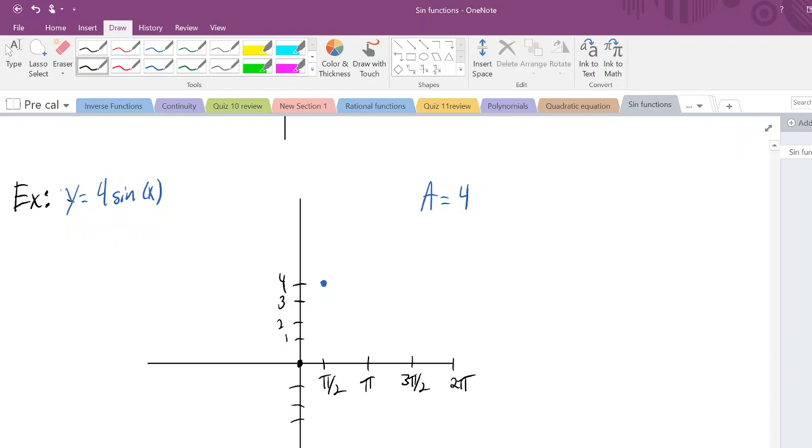So that means this has to equal 4. Then I'm going to go back down to 0 because we don't have a vertical shift, and the amplitude here has to be 4, so this point is going to be at -4. It's going to go back up to 0. So once I connect my dots, I have this.